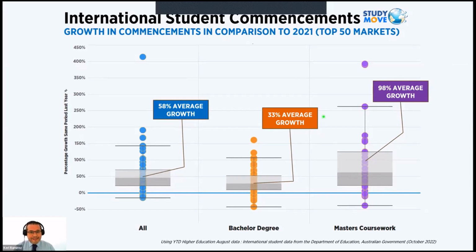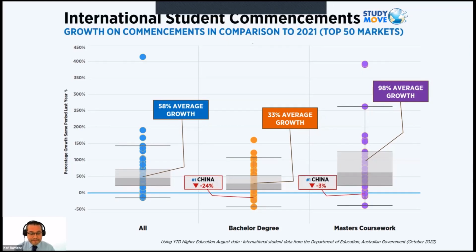Also, looking at this detailed data really helps us understand the performance of certain markets, in this case, the performance of China. As you can see, overall, as I explained before, China had a 13% decrease in comparison to last year. But as you can see here on the screen, when we look at the results for master's students, it was only 3% in comparison to 24% for bachelor's, which shows that we really need to start having a separate approach to students based on study level.